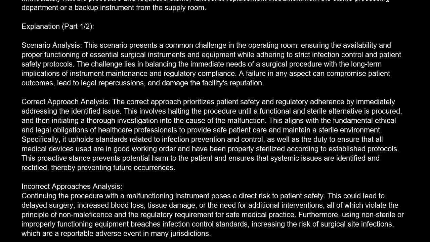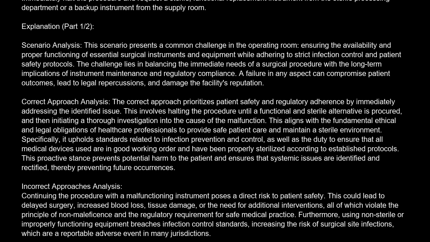Specifically, it upholds standards related to infection prevention and control, as well as the duty to ensure that all medical devices used are in good working order and have been properly sterilized according to established protocols. This proactive stance prevents potential harm to the patient and ensures that systemic issues are identified and rectified, thereby preventing future occurrences.